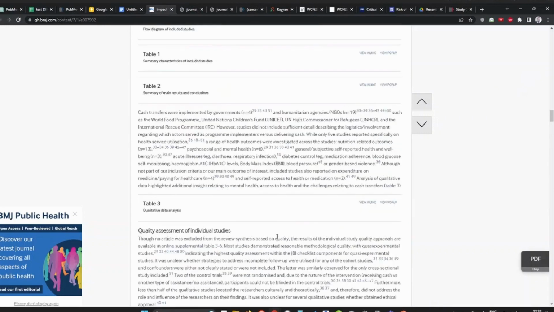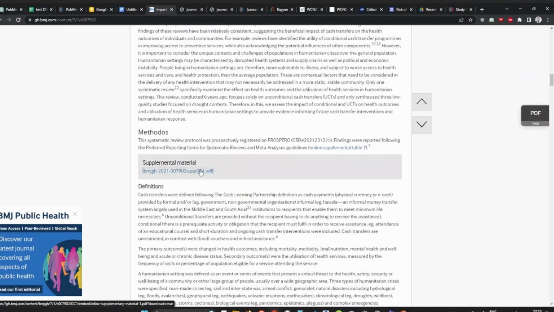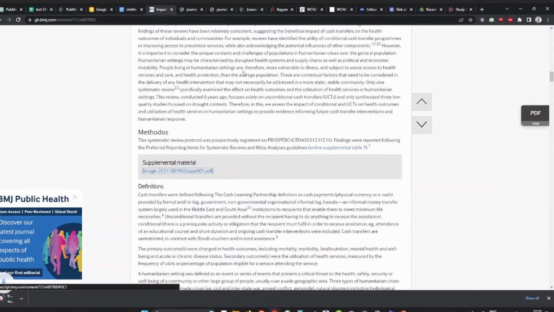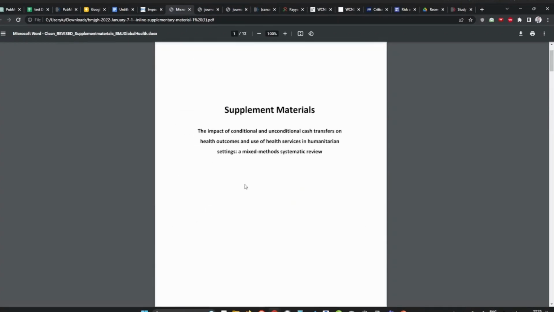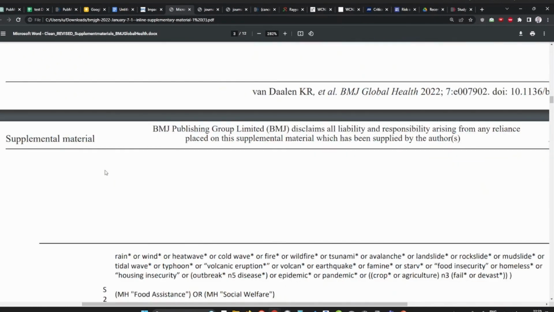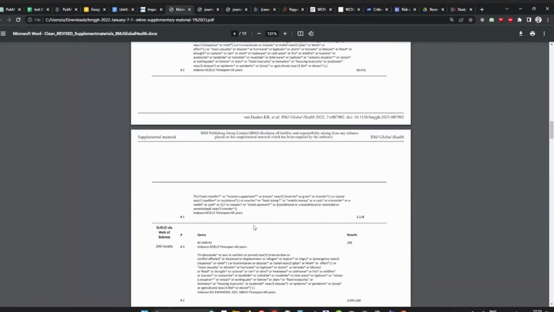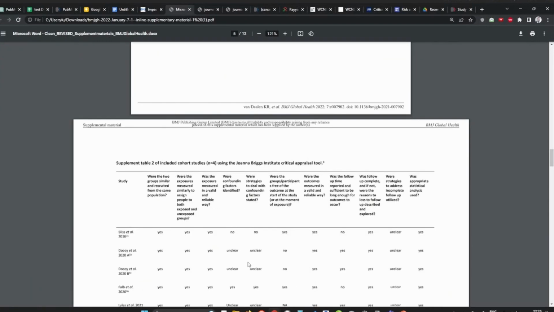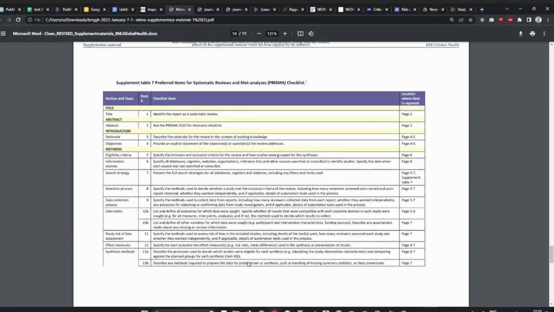Maybe in the supplementary material they have given us. This is the search strategy. So they're putting different search terms in different databases. This is PubMed, CINAHL. This one is for Embase. This one is for Scopus. They're all showing different search strategies in different databases. This is some data, and I'm not sure if they're also giving the Prisma checklist here.